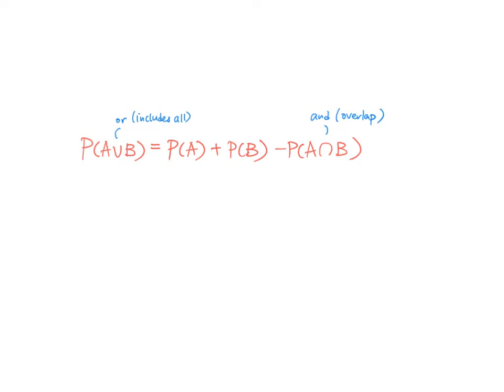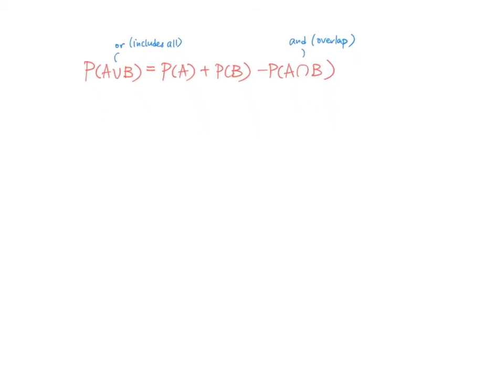Okay, so we begin with this addition law. The addition law says the probability of the union of A or B is equal to the probability of event A plus the probability of event B minus the probability of A intersection with B. So let's have a very quick example here. I'm going to move this back up here.